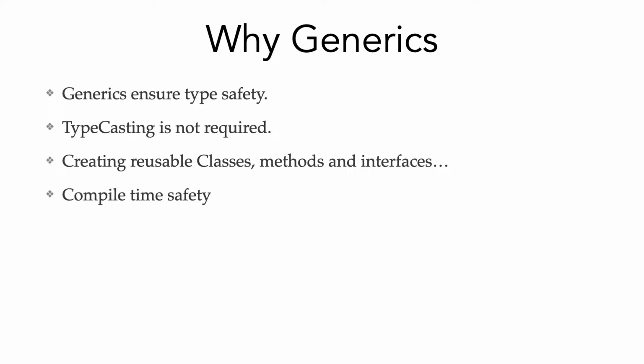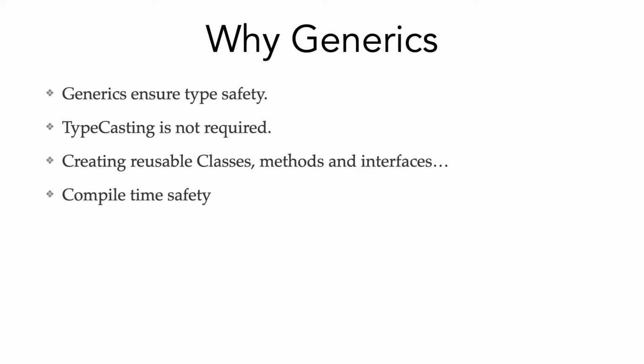The third main use of generics is that we can create classes or methods in such a way that they are reusable. Otherwise, based on the different data types we are passing, we would have to create different methods, classes, and interfaces as well, or multiple methods. If we use generics, we can avoid such things.